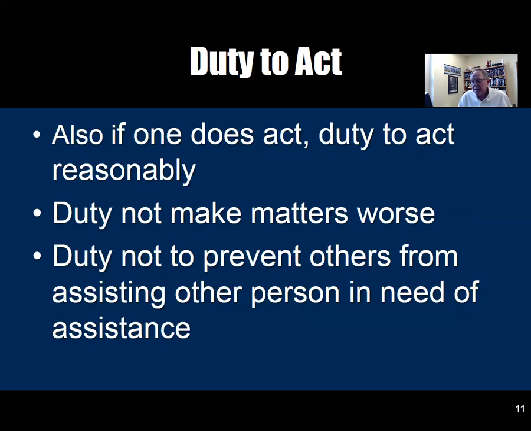Duty to act. If a party does act, decides to come to the aid of another, they must act in a reasonable fashion, not to make matters worse. And the law is gradually moving, arguably, away from this position and indicating that even though a party may not have a duty to act, if somebody is in peril, they cannot prevent someone else from helping.